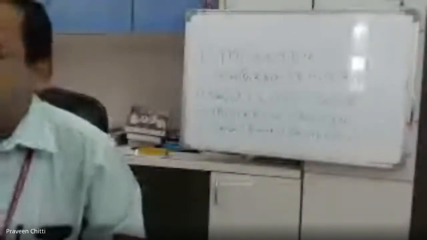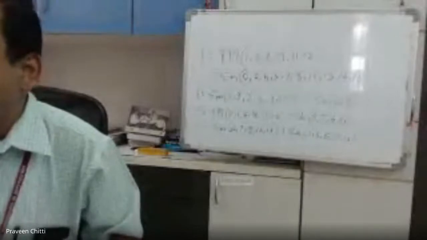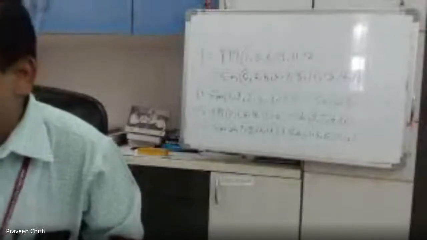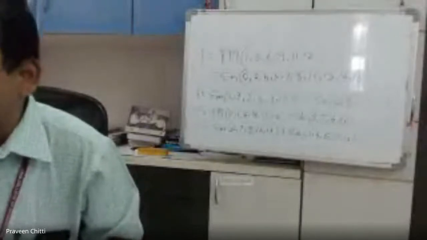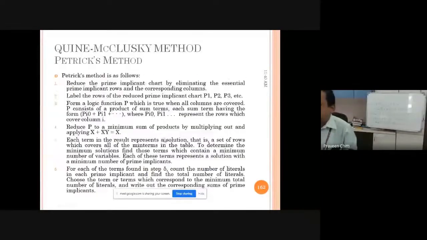If you are not able to solve that example by trial and error method, you can go for the Petrick's method. I hope the Petrick's method is also clear. It is simple. In the PPTs also I have already mentioned it. I think you might have already gone through that. In the PPTs also the same thing was explained. This is what is there in your PPTs. The summary of Petrick's method is given here.